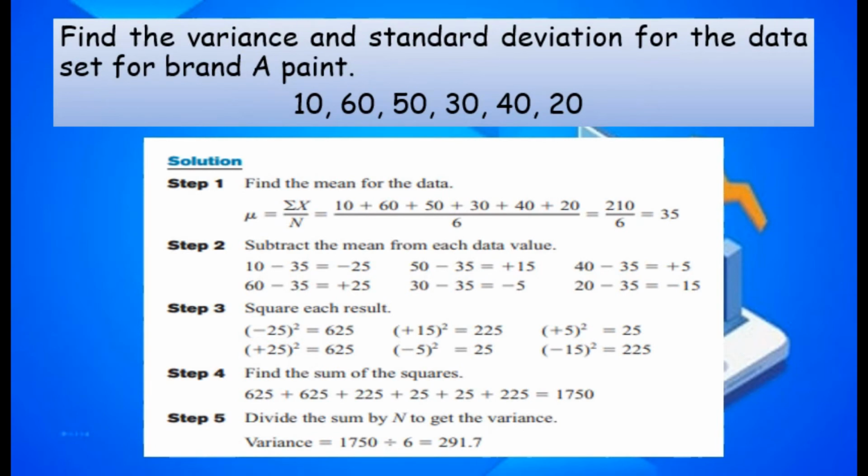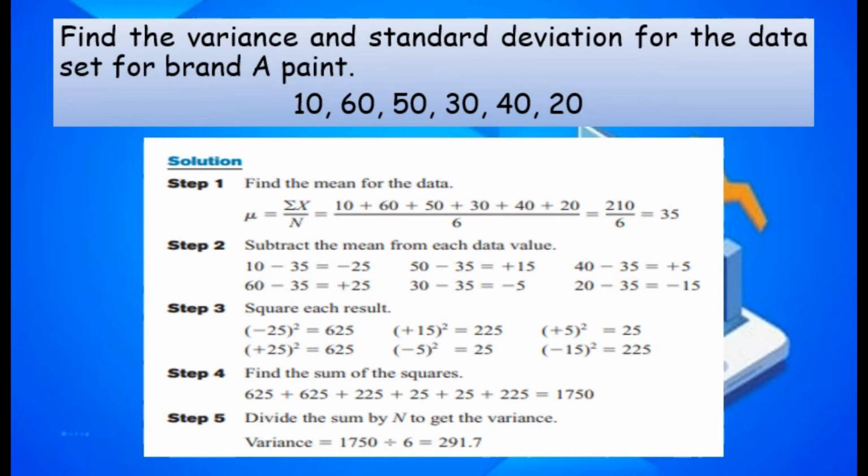The next step is subtract the mean from each data value. 10 minus 35 is equal to negative 25. 60 minus 35 is equal to positive 25. Then 50 minus 35 is equal to 15. 30 minus 35 is equal to negative 5. Then 40 minus 35 is equal to 5. And 20 minus 35 is equal to negative 15.